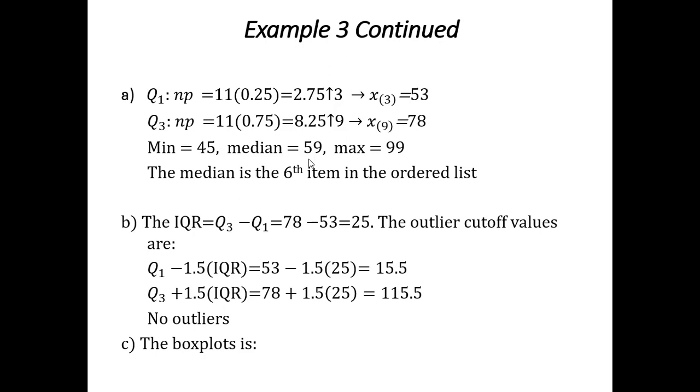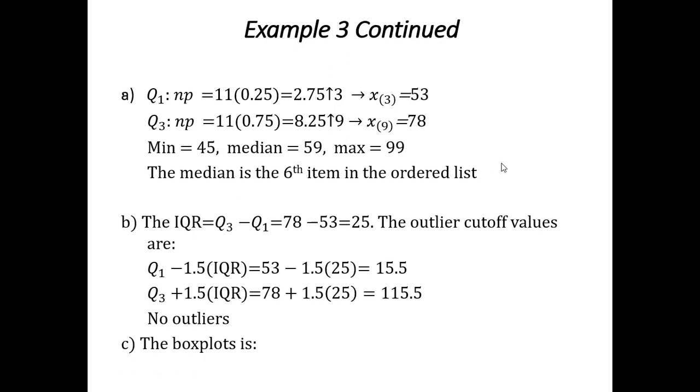So my 5-number summary would be... whoops, no, let's start with the minimum. That would be 45, 53, 59, 78, and 99. Okay.